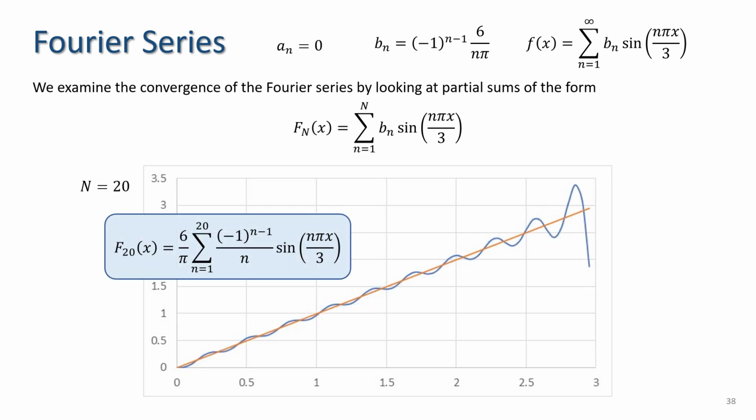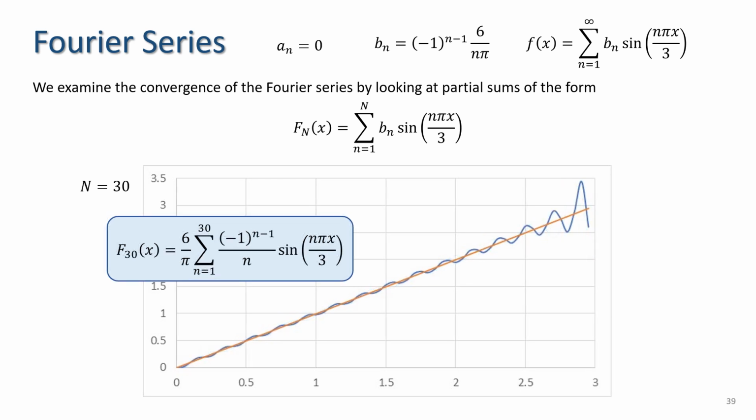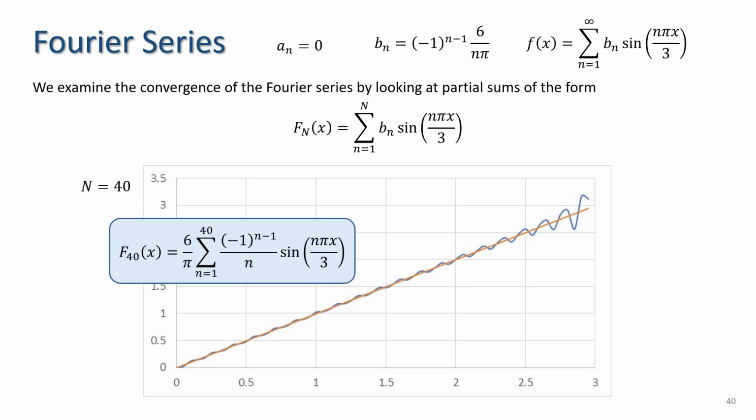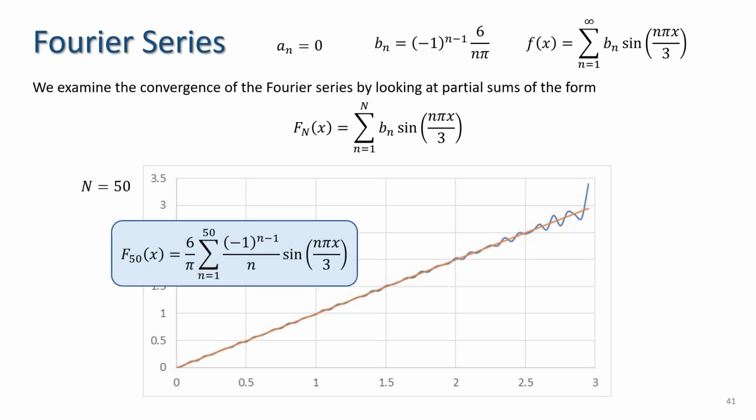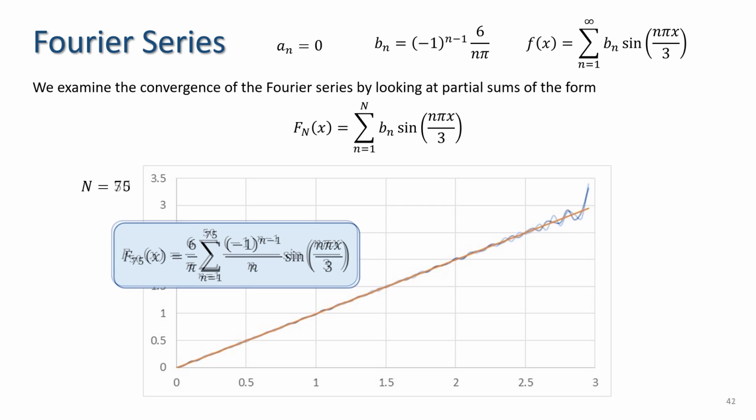Jumping ahead further to 20 terms in the partial sum, we again see an improvement in the approximation, but the discontinuity at x equals 3 still presents a problem. This error will decrease as we increase the number of terms, but the improvement is quite slow. Here we see the result for 30 terms in the partial sum, 40 terms, 50 terms, and finally 75 terms.